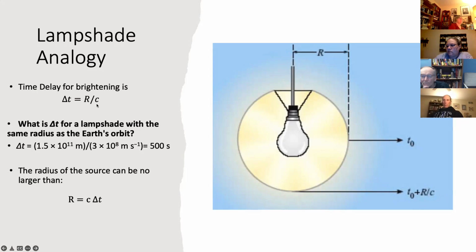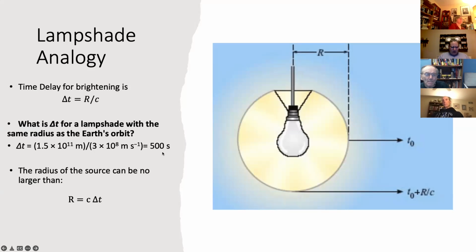We know that speed is distance over time. If we rearrange that, time is distance divided by speed. So what is this time delay for a lampshade if it was as big as Earth's orbit? Earth's orbit, 1 astronomical unit, is 1.5 times 10^11 meters. That is 150 billion meters divided by the speed of light. That would be 500 seconds.